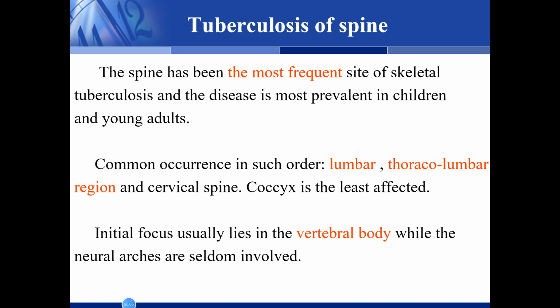Tuberculosis of spine. The spine has been the most frequent site of skeletal tuberculosis, and the disease is most prevalent in children and young adults. Common occurrence in such order: lumbar, cervical-lumbar region, and cervical spine. Coccyx is the least affected. Initial focus usually lies in the vertebral body, while the neural arches are seldom involved.